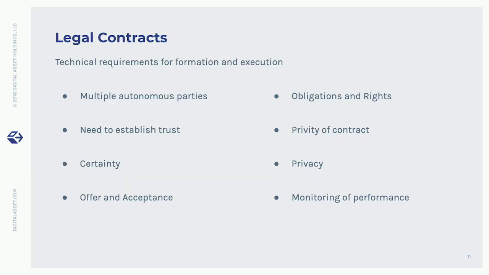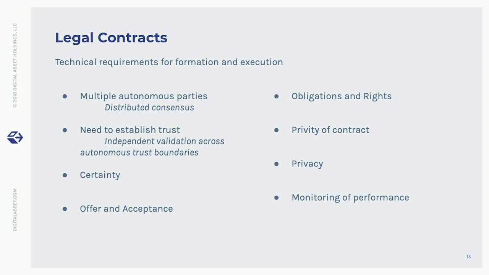So, what are the technical requirements of an architecture to satisfy these requirements? First of all, if we have multiple autonomous parties, we are going to have a distributed consensus problem. So we just have to face that up front. If we have a need to establish trust, then we need a way to independently validate the various operations that are being performed. So if we're going to automate a contract, we need the ability for each party to that contract to independently, without reference to the other party, verify that the operations that have happened on that contract have actually been done properly.